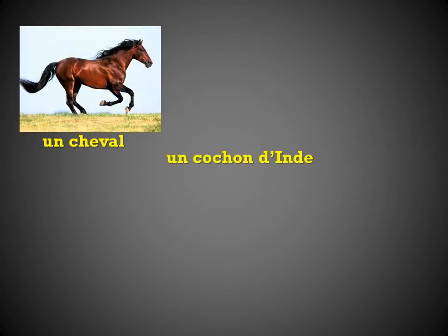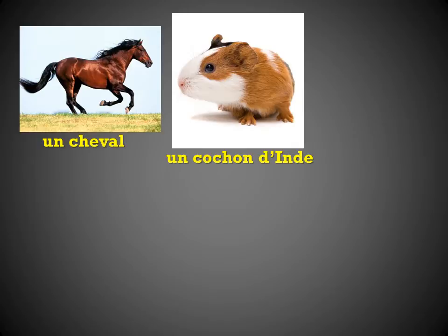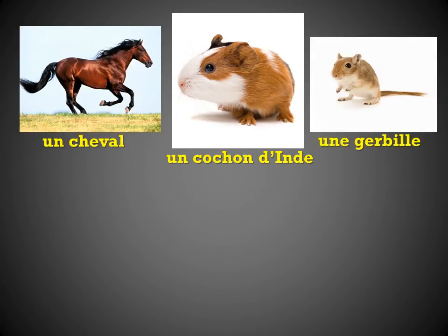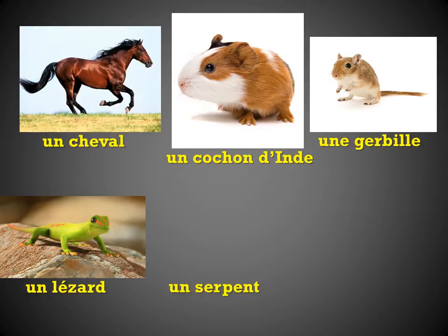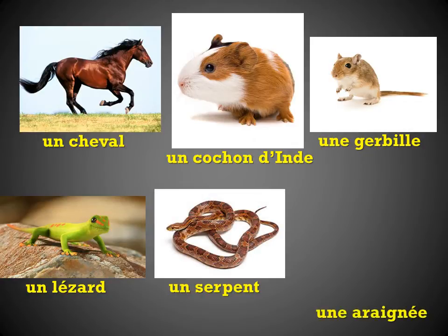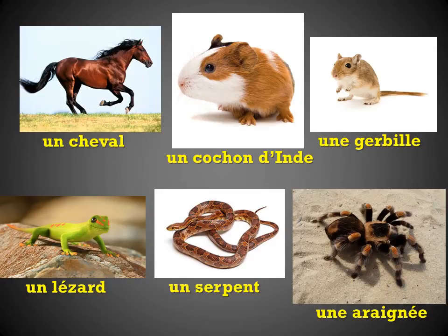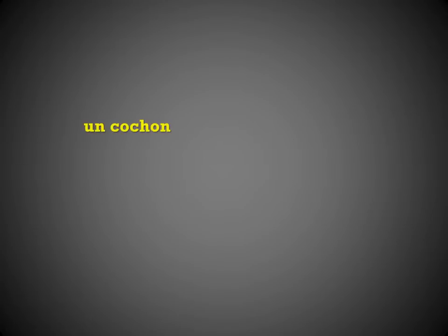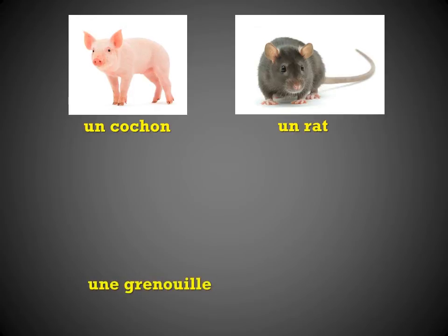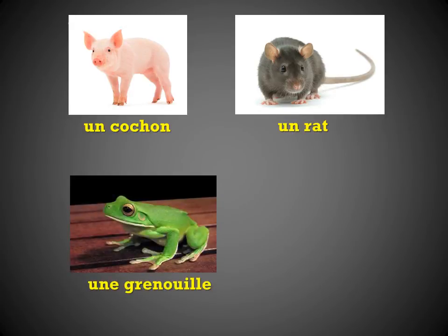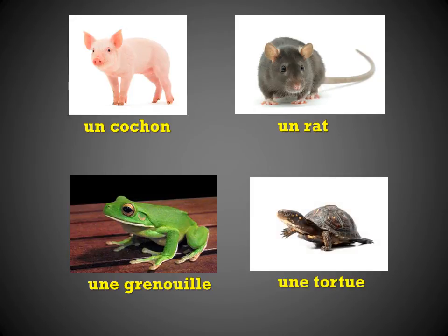Some more. Un cheval. Maybe you have a horse. Un cochon d'Inde is a guinea pig. Une gerbille, a gerbil. Un lézard, a lizard. Un serpent, of course, a snake. Une araignée is a spider. Ugh, can't stand those. Un cochon is a pig. Un rat, a rat. Une grenouille is a frog. That's a very difficult word to say. One of the most difficult in French. Grenouille. Une tortue is a turtle.